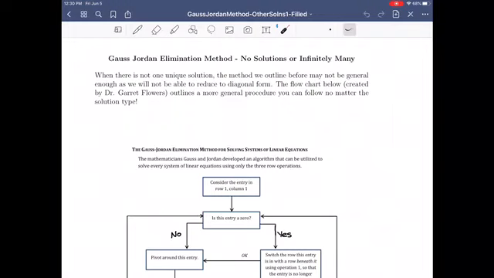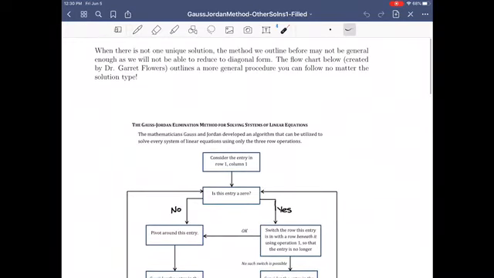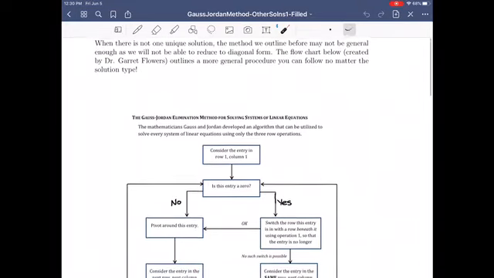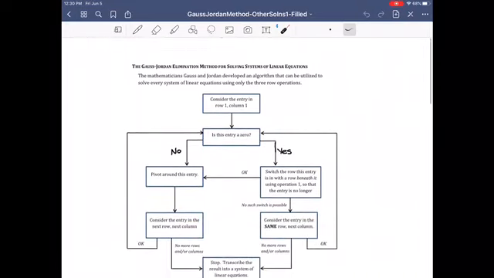Like I said in the last video, you could have no solutions or you could have infinitely many solutions. And we need to know how to determine which, and if there's infinitely many, how to write what they are. There's a very nice flow chart that was actually created by another instructor at Camosun, Dr. Garrett Flowers. So you can follow this procedure no matter what your solution type.